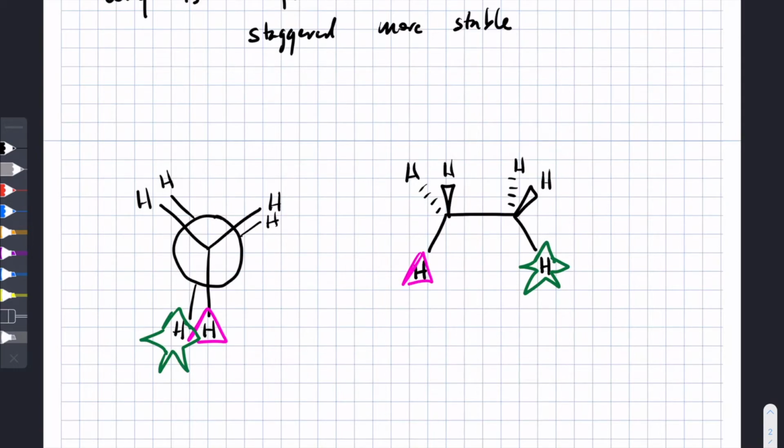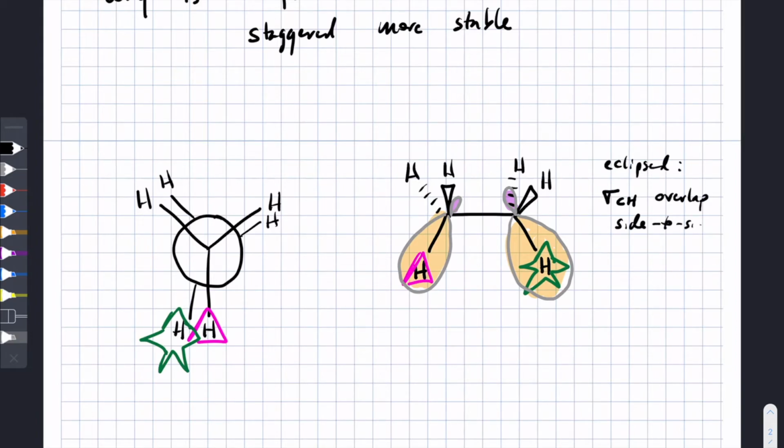And indeed, if we were to draw the sigma bonding orbitals for these carbon-hydrogen bonds, doing so would look something like this, where we're going to use different colors for wave function signs, just to illustrate the differences in wave function sign. And notice that in the eclipsed conformation, the two carbon-hydrogen bonds overlap side to side with each other.